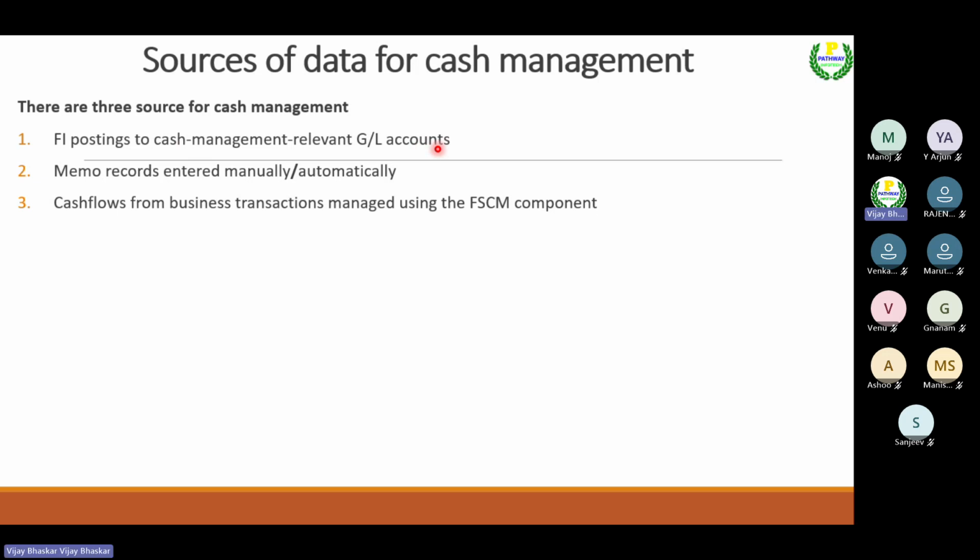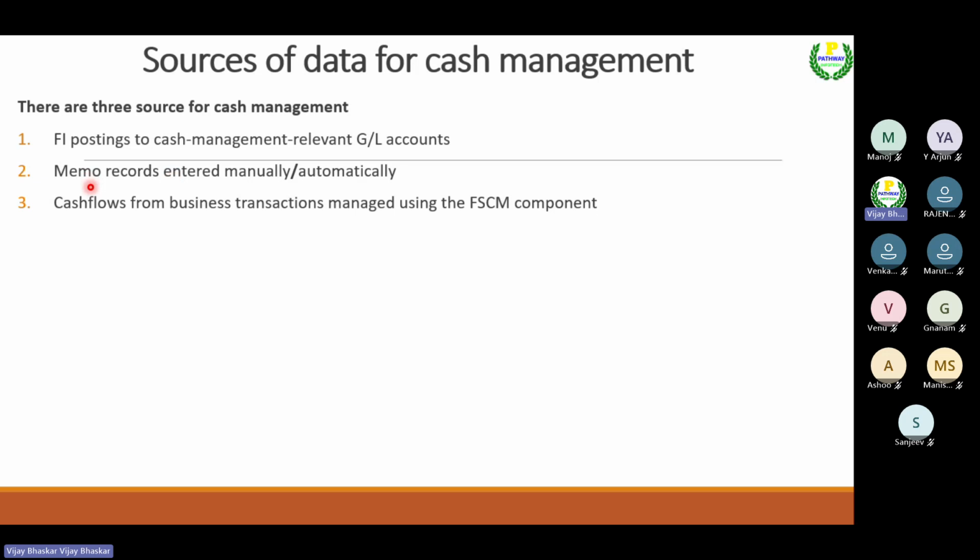The account type which we discussed in the previous sessions, the new account type introduced in S4HANA, the cash account type. If we use that account type, those accounts are dedicated only for bank purposes. You cannot utilize those accounts for any other operations. We have seen that one. Yes, if you have used that account, those are all interconnected to your bank accounts. Memo records entered manually or automatically.